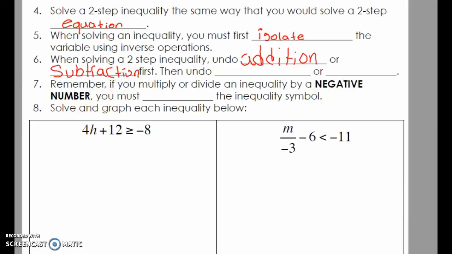Then what do we undo? And then we undo multiplication or division. Good. Then we undo the multiplication and division. So we're going to look for addition and subtraction first. Then we look for multiplication and division.